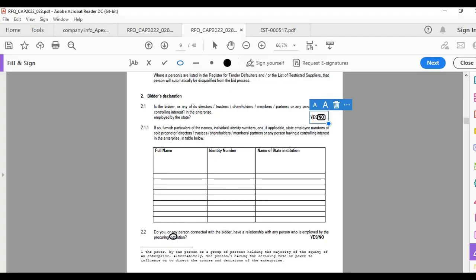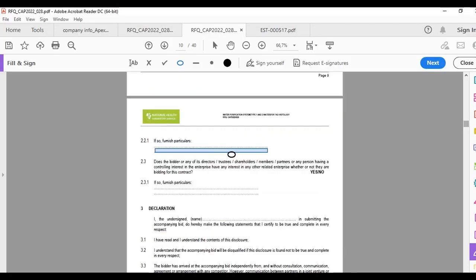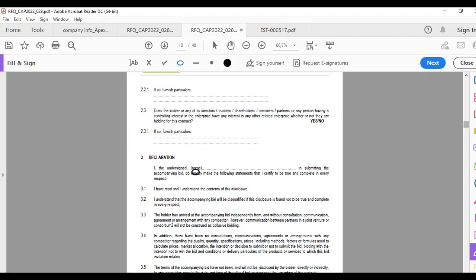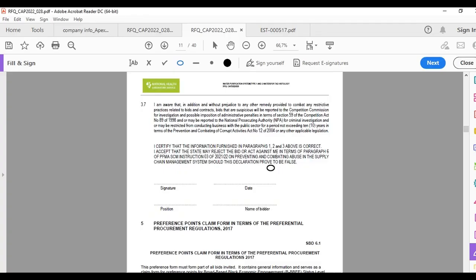Then it says, do you or any other person connected with the bidder have a relationship with anyone who is employed by NHLS? We'll select no. Does the bidder or any of its directors have, or any person having a controlling interest in the enterprise, have any interest in any other related enterprise, whether or not they are bidding for this contract? So you'll select no. Then you'll sign the declaration. So I understand, and you'll put your name. At the bottom here, you'll sign, you'll put the date, you'll put your position or capacity, and the name of bidder will be Apex Scientific.